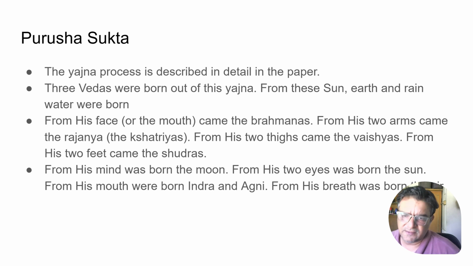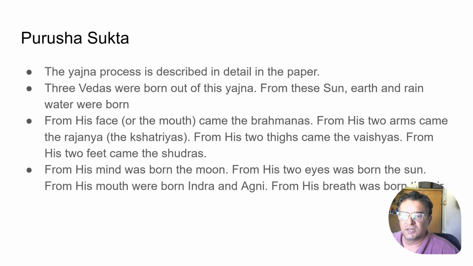The yajna process itself is described in detail in the paper that accompanies this presentation. But roughly, three Vedas were born out of this yajna. From these, sun, earth, and rainwater were born. For the rest of the bodies, there are some very interesting analogies here.